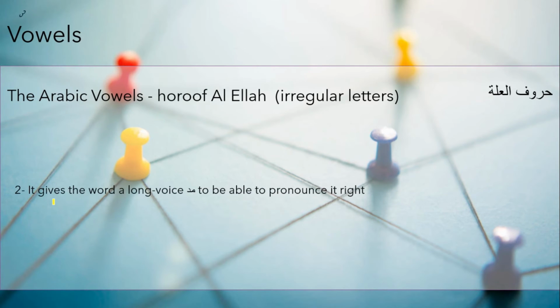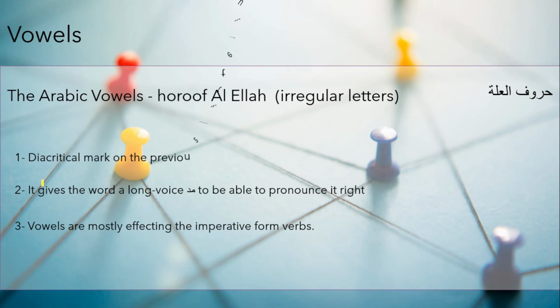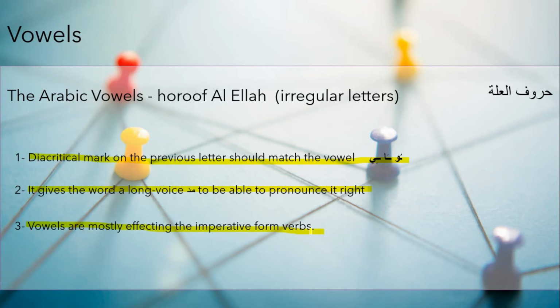There are three effects on the Arabic vowels. The first one is the diacritical mark on the previous letter should match the vowel. So as you can see here, if the vowel used is, for example, waw, then the diacritical mark on the previous letter should be dhamma, and so on and so forth. The second thing we need to know is it gives the word the long voice, which is the mad, as I explained earlier, to pronounce that letter or that word right. And vowels mostly affect the imperative form verbs.